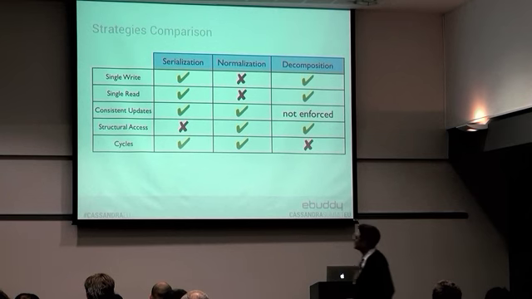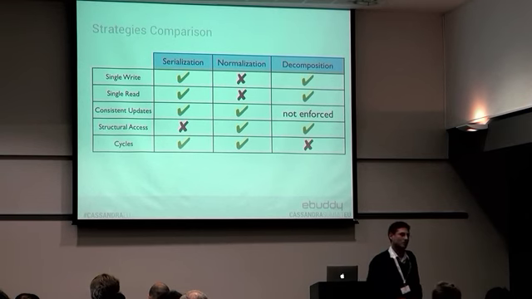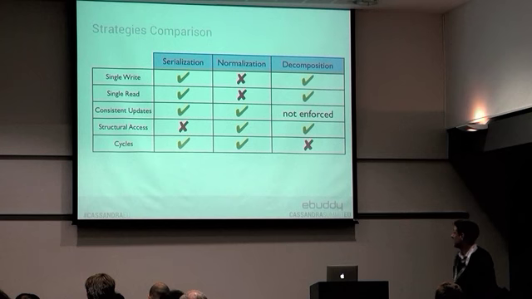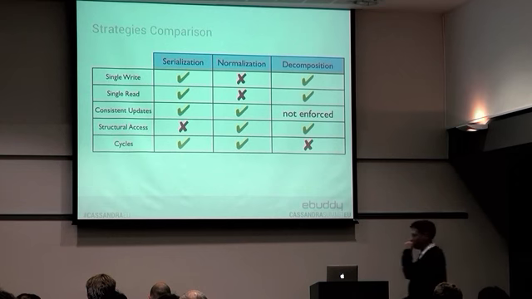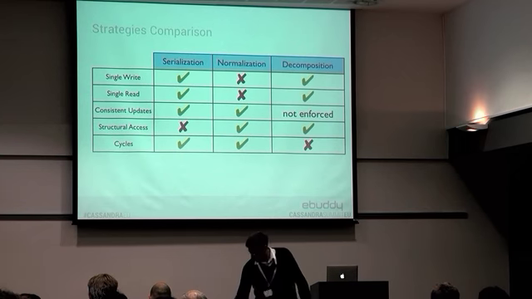And cycles is more difficult with decomposition because there's no identifiers to maintain object identity. So there's some trade-offs.